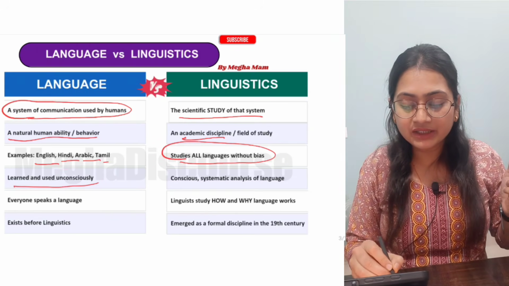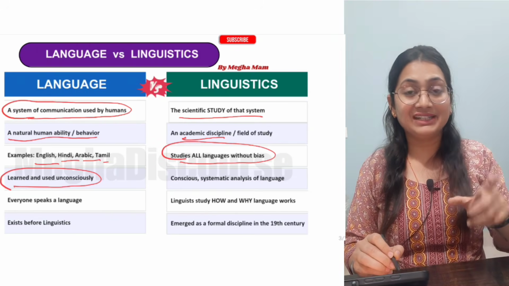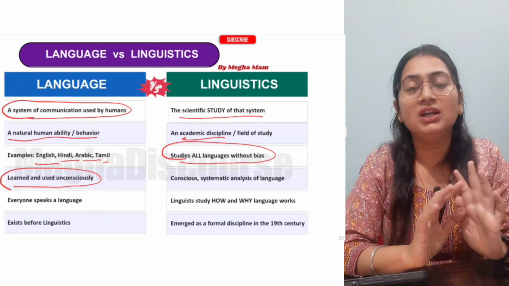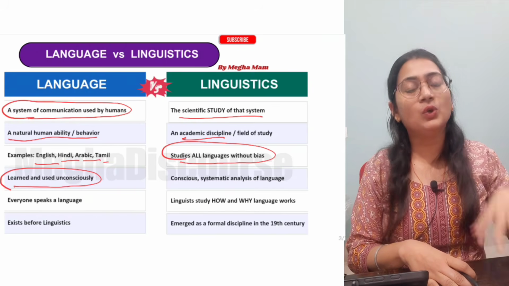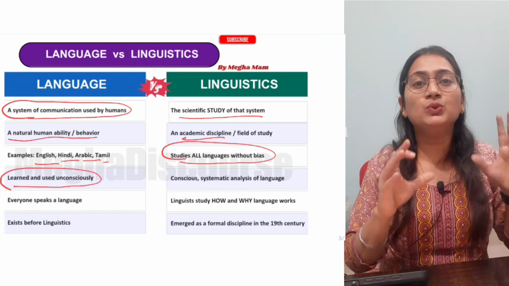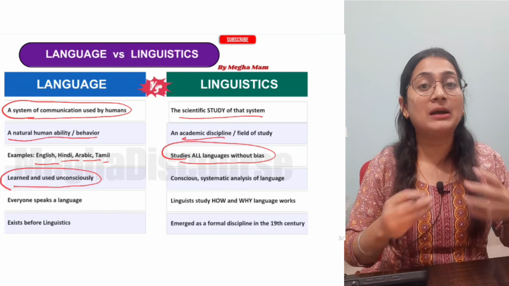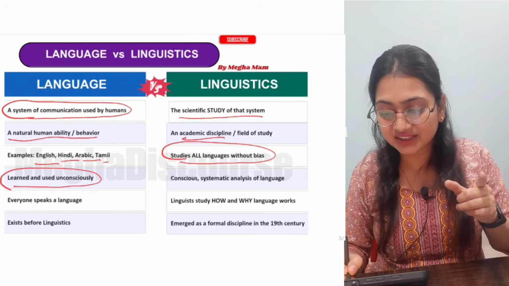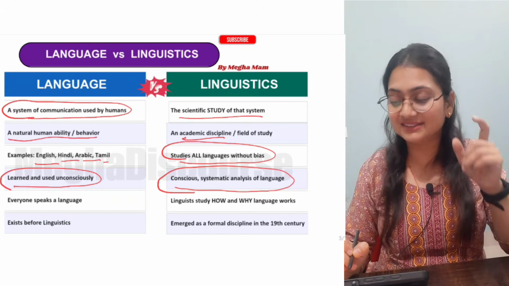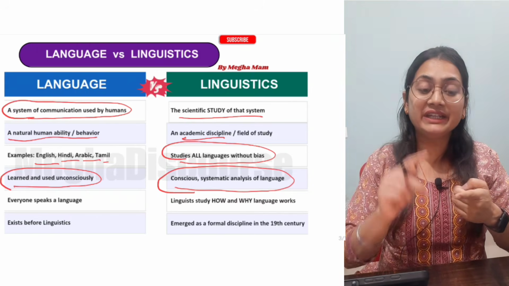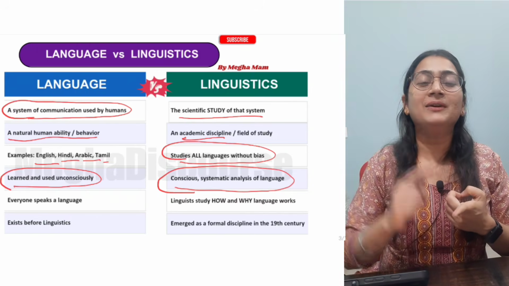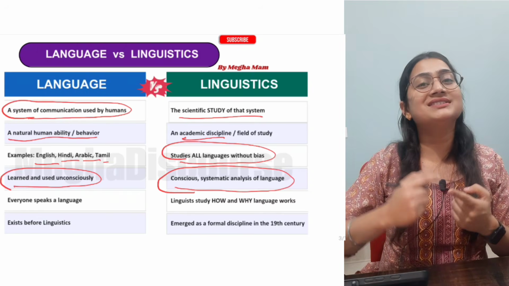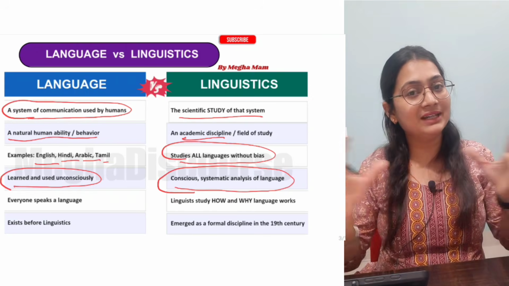Now, learned and used consciously. Unconsciously, we use language, like language is innate, based on innatism, said by Noam Chomsky. Like a child learns language through the mother. The child need not learn complex vocabulary or complex grammar to learn language. It is the innate ability of a child. Similarly, linguistics is the conscious, systematic analysis of language. Why so? Because we need complex rules to understand the pronunciation, to understand the accent, to use the phones, to understand the root word. So this is called linguistics.